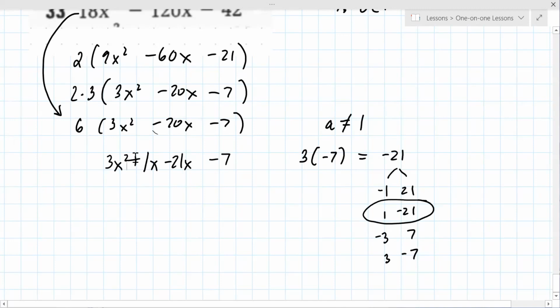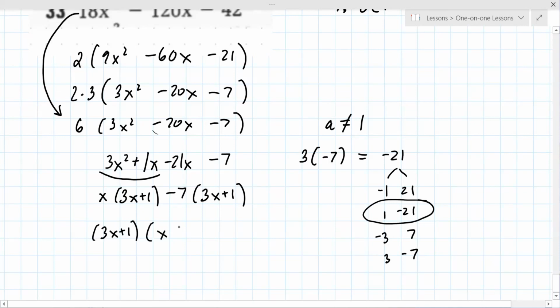Let me make that a little cleaner. Okay, so now between these two terms, what's common between them? Just x. X, and that becomes 3x plus 1. You immediately write that over here. A lot of repetition in what we're doing. What do you multiply each of these by to get back to the previous line? Negative 7. So these 3x plus 1's come together, x minus 7. And then we have to bring this down for your final answer there.